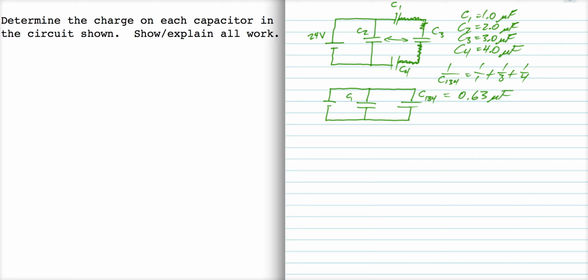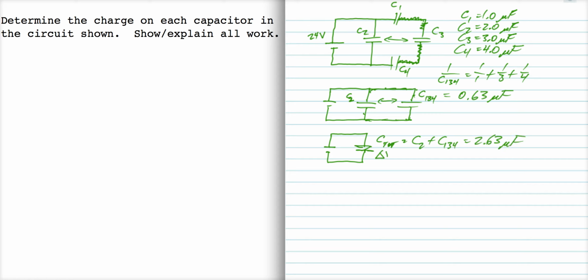Now, oh, I'm sorry, this is C2, isn't it? My bad. So C2 and C134, now those two are in parallel, right? The voltage on this side and the voltage on this side is the same. So I can write this finally as a single capacitor, C total, where C total, when you have capacitors in parallel, you add them up, right? So C2 plus C134 is 2.63 microfarads.